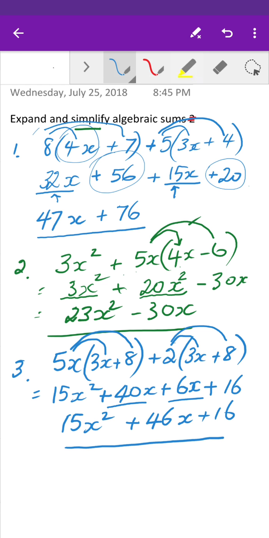And that is in fact a quadratic equation because the highest power of x is an x squared, and we've got an x to the power of 1 and a constant. So that's a classic quadratic expression.